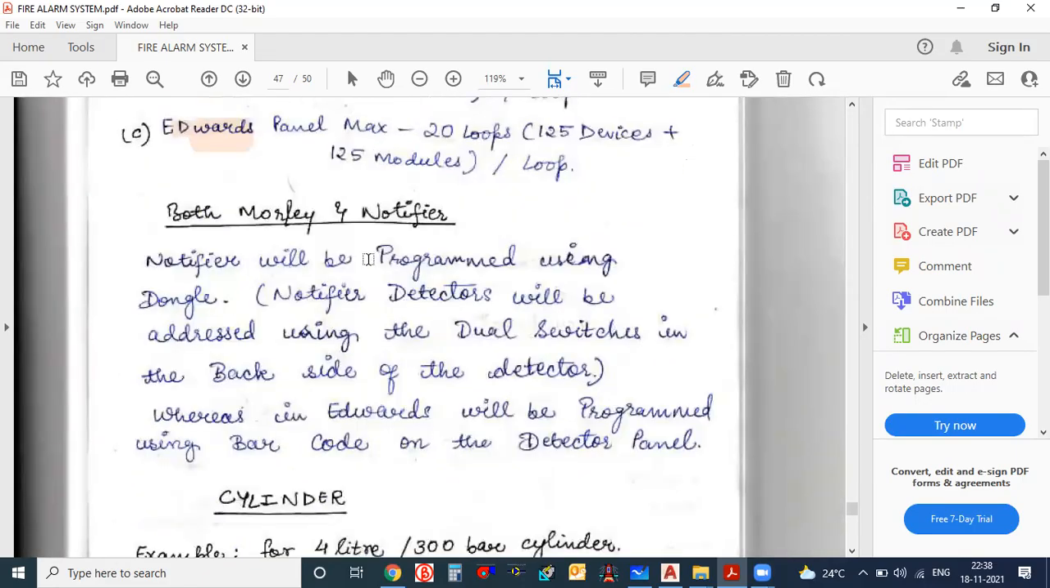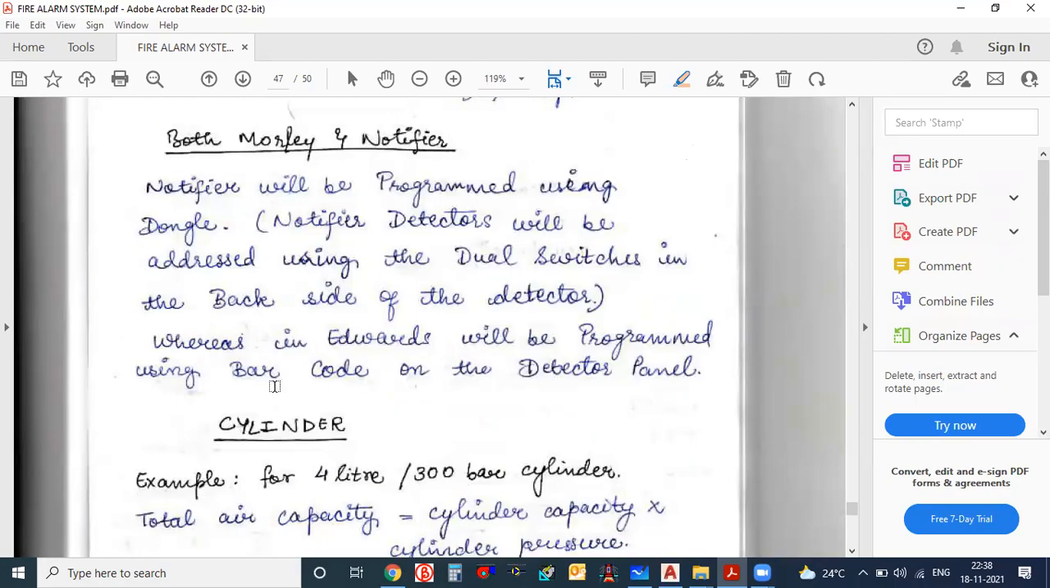Both Morley and Notifier will be programmed using a dongle. Notifier detectors will be addressed using dual switches, whereas Edwards will be programmed using a barcode on the detector panel. So it is showing the operation.